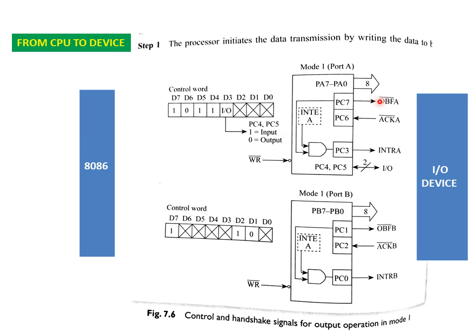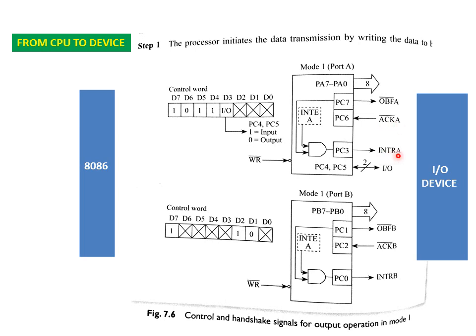Now see here a few terms. OBF A, nothing but output buffer full of port A. ACKA, the acknowledgement signal of port A.